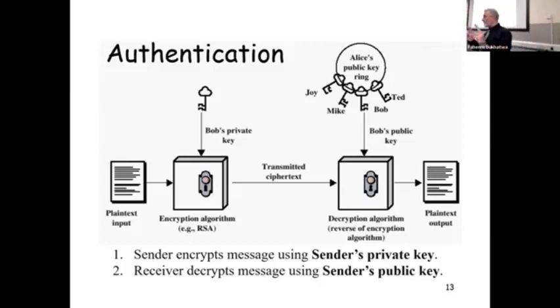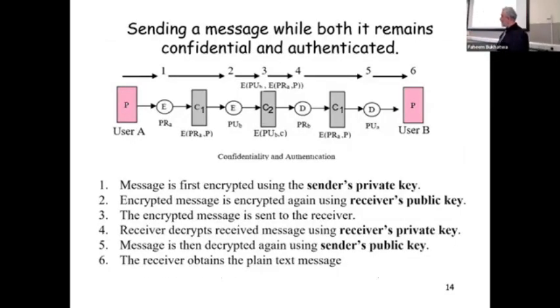So if you need a message to be confidential and authentic, it has to be encrypted twice. And it has to be encrypted twice in the correct order. Encrypted by the private key of the receiver first, and then by the receiver's public key. Sorry, the private key of the sender, and then followed by the public key of the receiver. So here's what you need to do if you want to send a message that's both confidential and authentic.